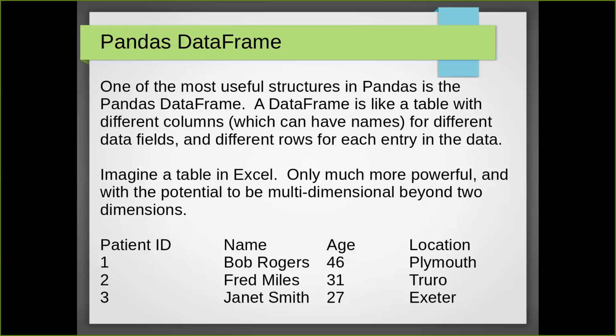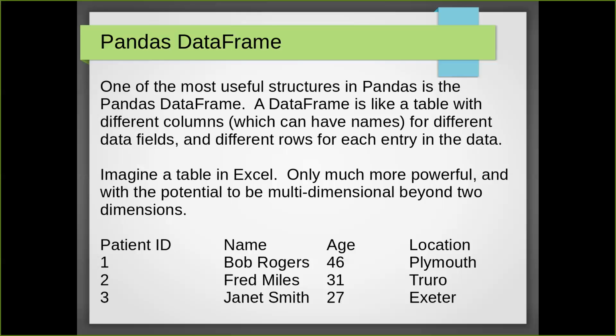So one of the most useful structures in pandas is something known as the pandas DataFrame. Now, this is part of the reason why I think pandas is a little easier to get your head around, because a data frame is basically like a table with different columns which have different names representing different data fields, and then you've got different rows for each entry in the data. And that's something that we're all much more familiar with. You think of a table in Excel or a table in a database. So it's much more like that, only far, far more powerful.